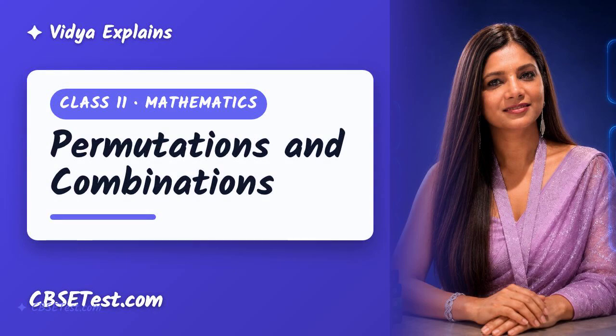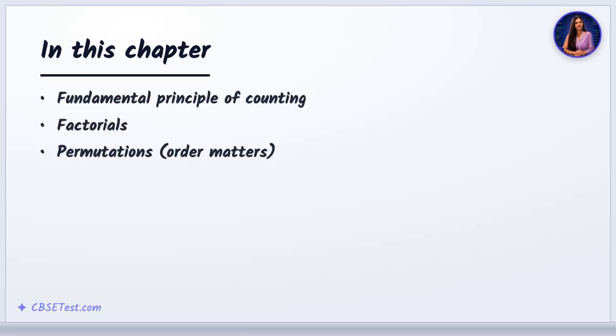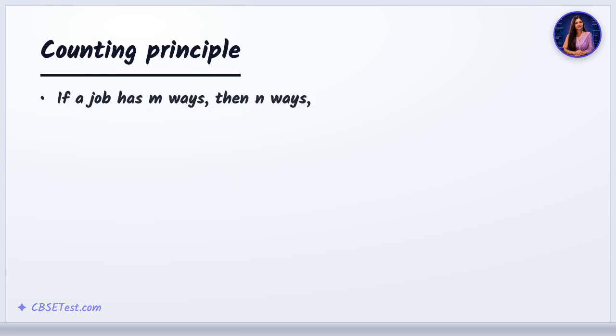Let's learn permutations and combinations together, step by step. This chapter is about counting cleverly. How many ways can things be arranged or chosen? The key difference: permutations care about order. Combinations do not.